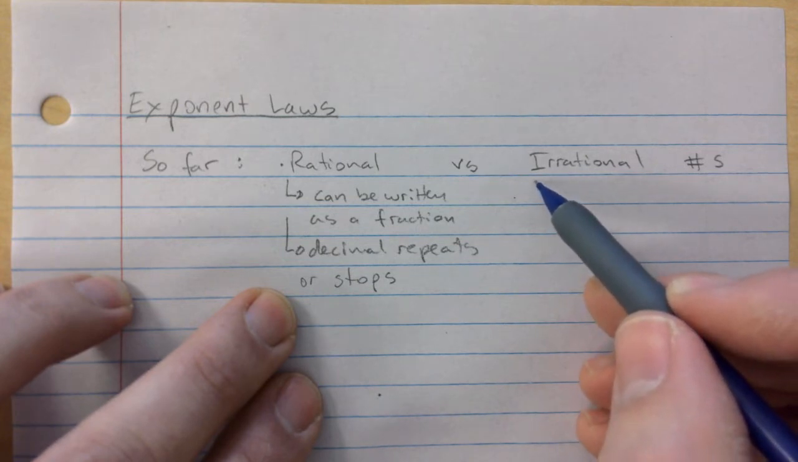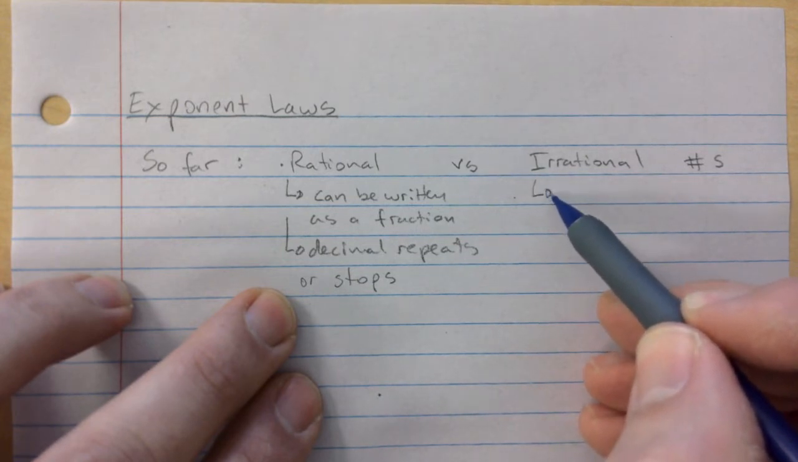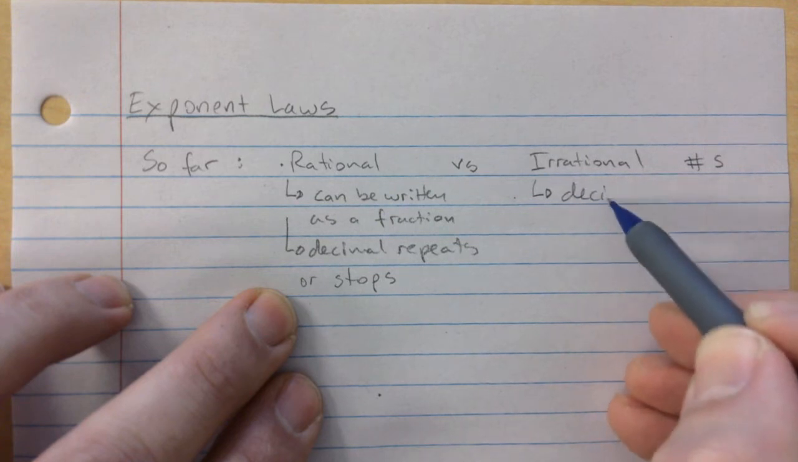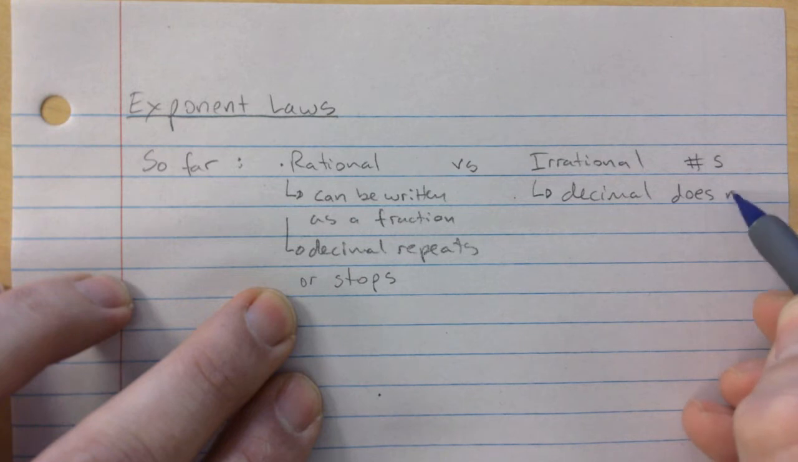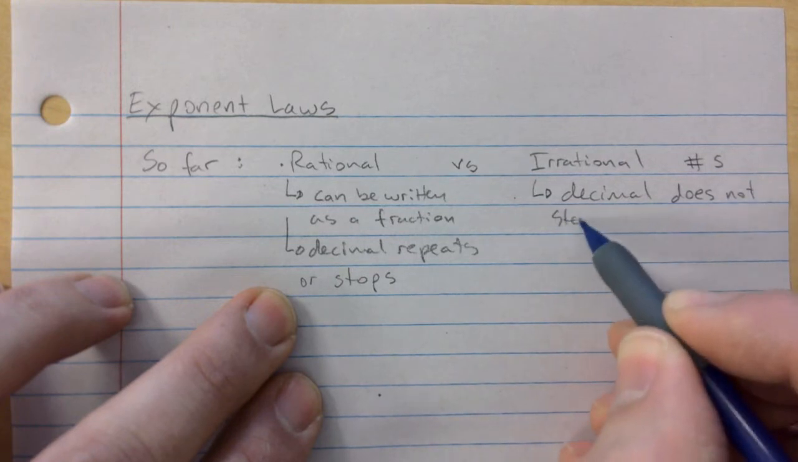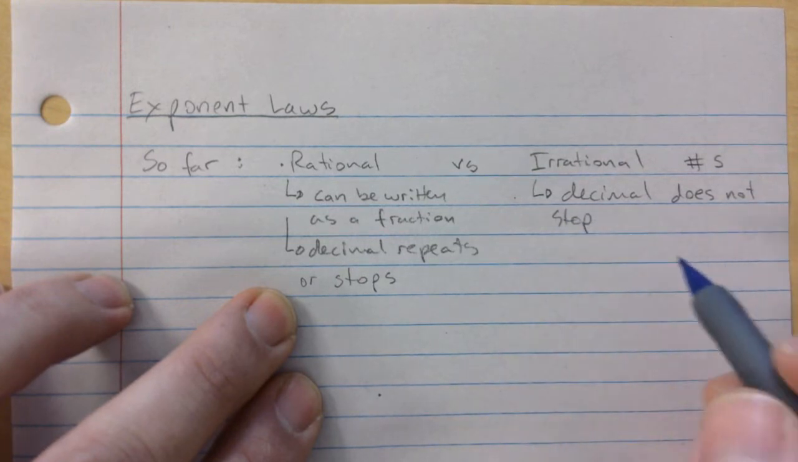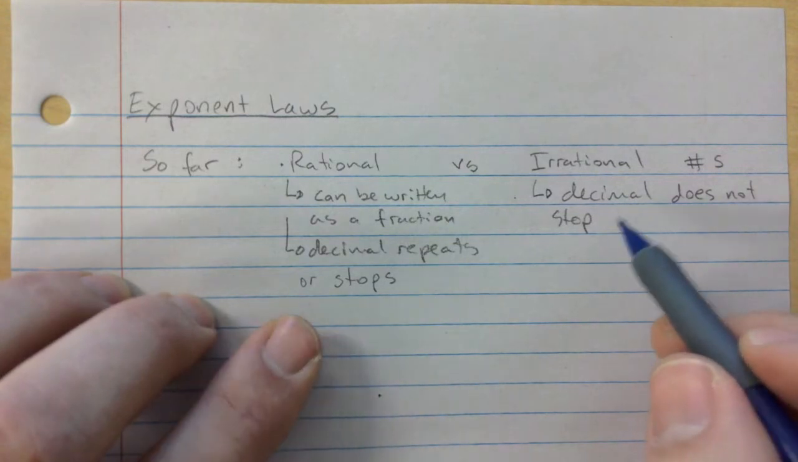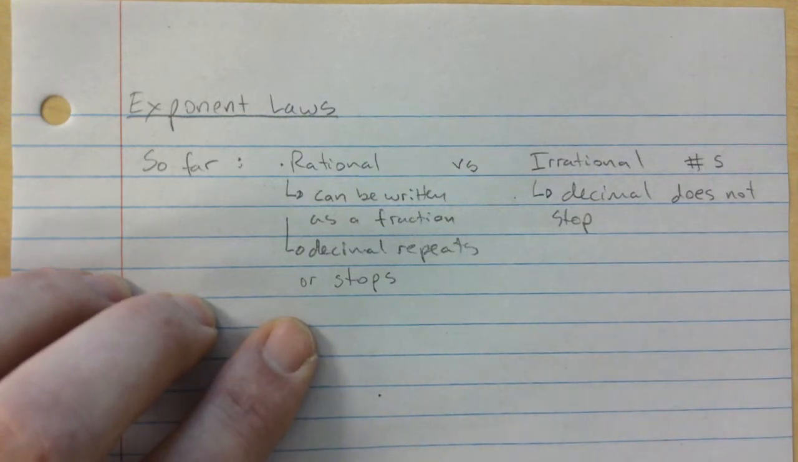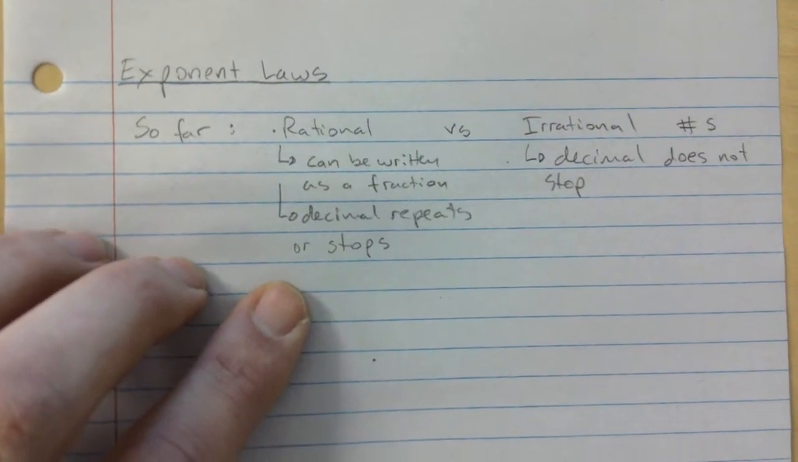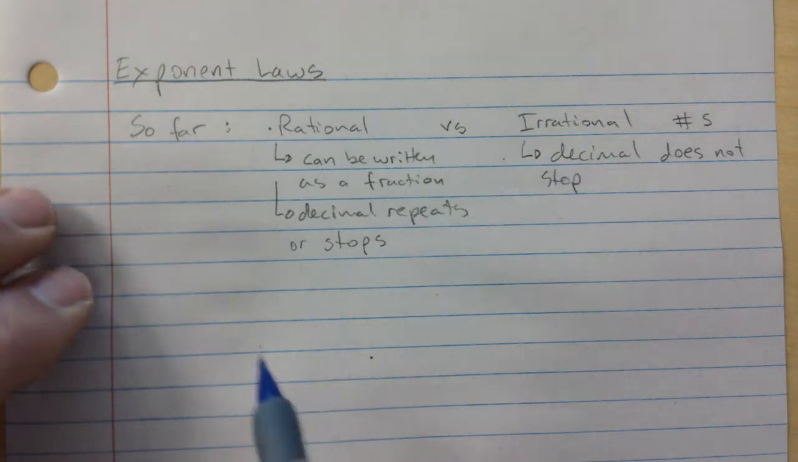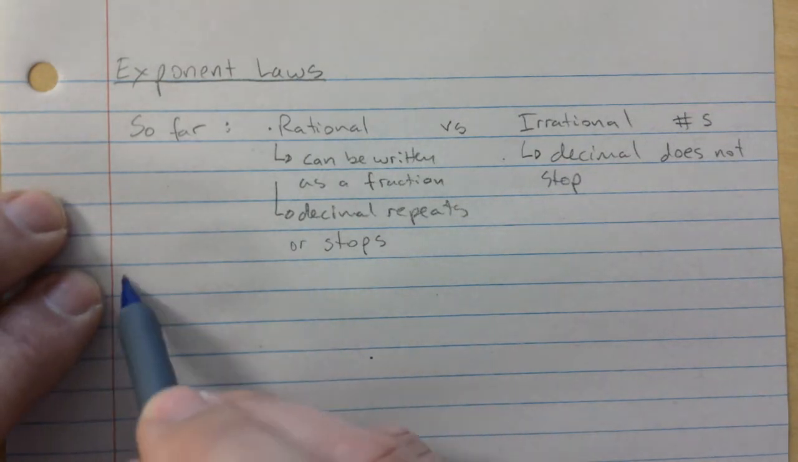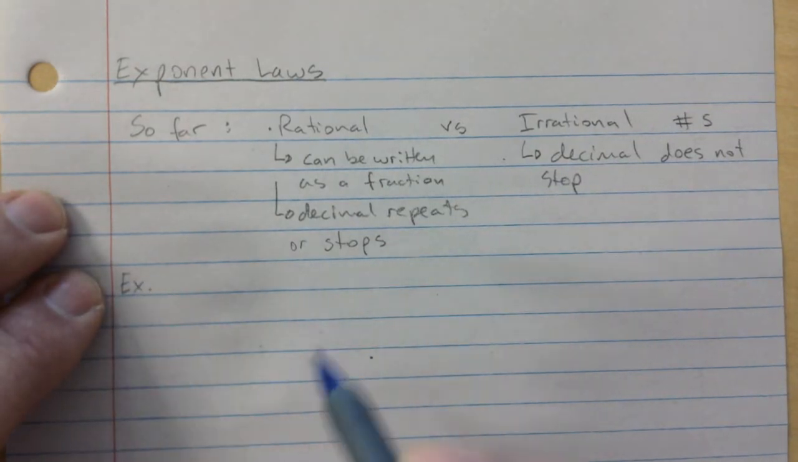And irrational is just a decimal that does not stop. So either one works. Either you remember what an irrational number is or you remember what a rational number is. Let's put some examples in each camp.